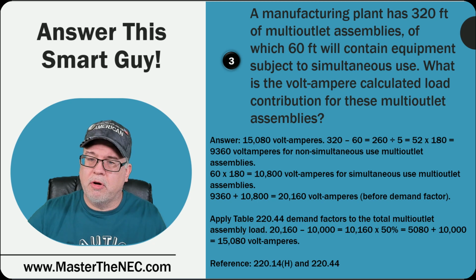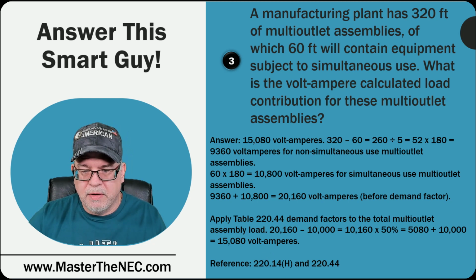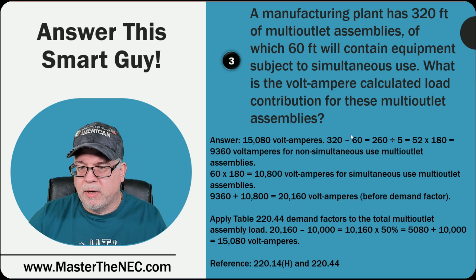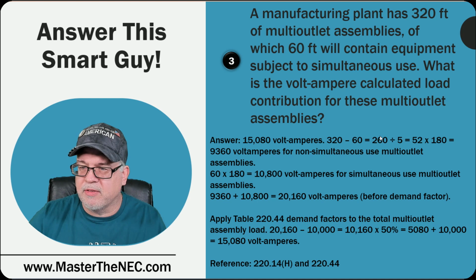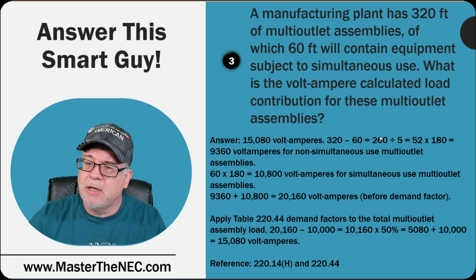Okay, so with that said, let's go back to our question and see how we work that out. So here's what we've got. We've got 320 minus 60, that's the 260. That is the non-simultaneous use or unlikely to be used simultaneously. And remember, it's every 5 foot section. So to find out how many 5 foot sections we have, we'll take that 260 divided by 5. We had 52 of them.